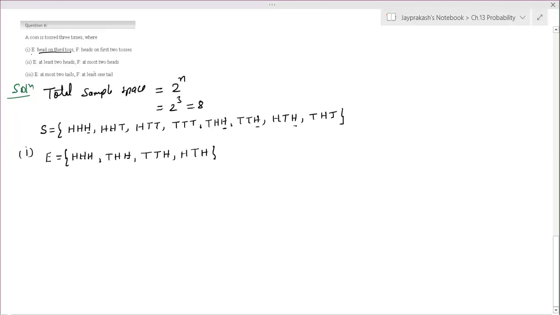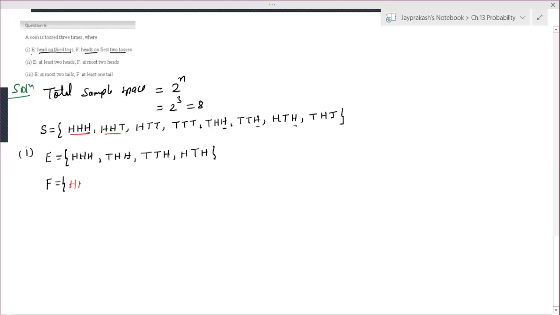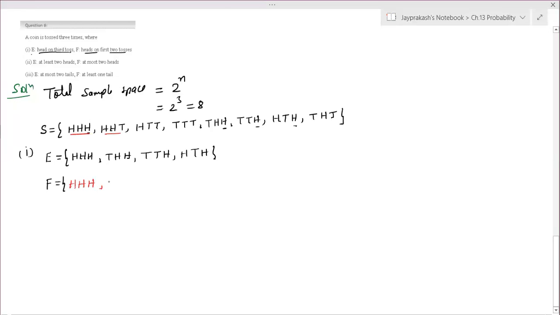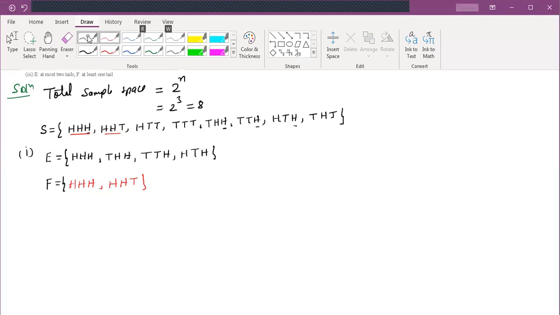HTH. Now F is head on first 2 toss. So head on first 2 toss, so there are 2 possibilities, right? HHH and HHT. These are the 2 possibilities for the head on first toss.